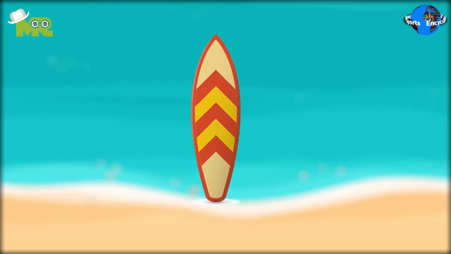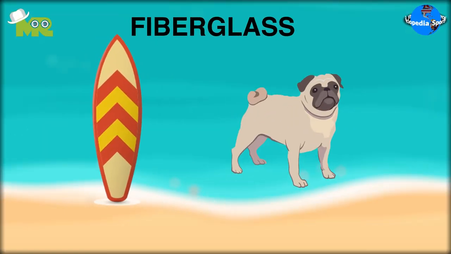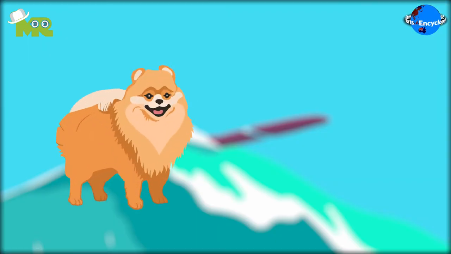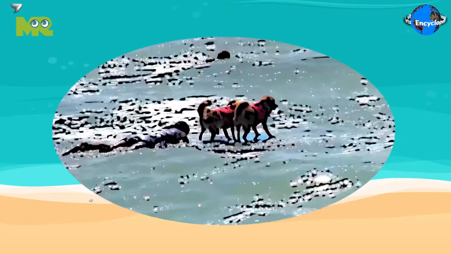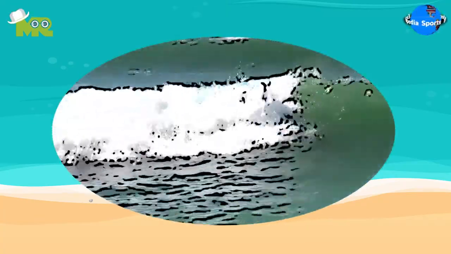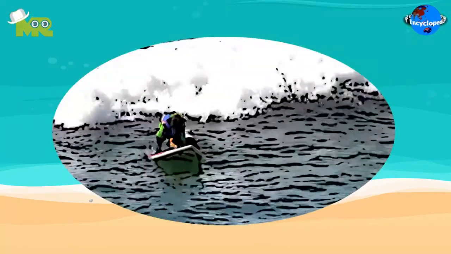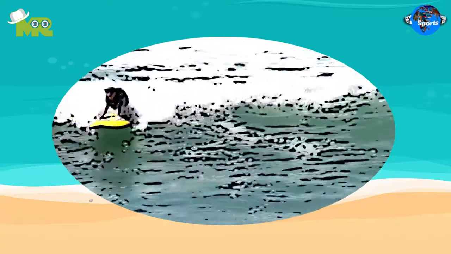The surfboards used by the dogs are made from foam or fiberglass. Every dog is required to wear a life jacket before participating. The owner of the dog is only allowed to push the dog's board into position, but cannot manipulate the board after the dog has caught its wave.